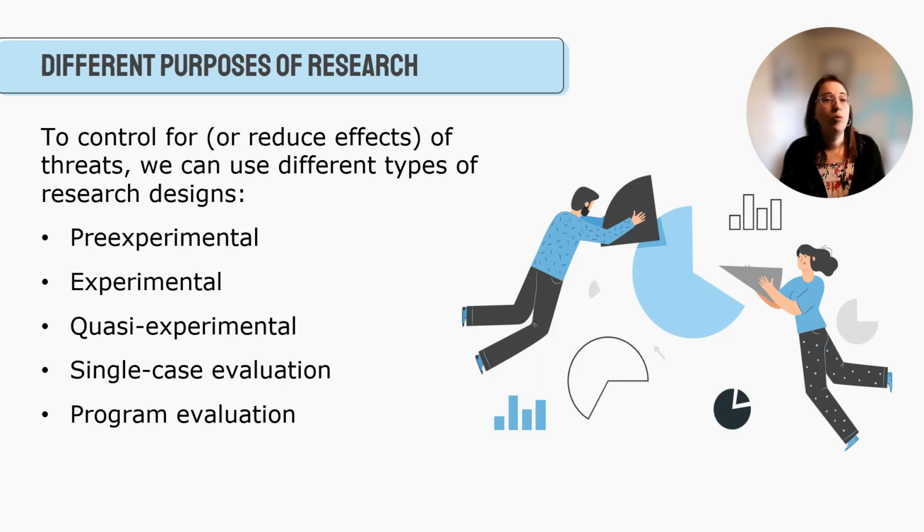So to control for or reduce effects of threats, we use different types of research designs to address this. We have pre-experimental and experimental designs, which we'll talk about in this chapter, quasi-experimental designs, which are very popular in social work research, in chapter 12. We'll discuss single case evaluation designs in chapter 13 and program evaluation designs in chapter 14.